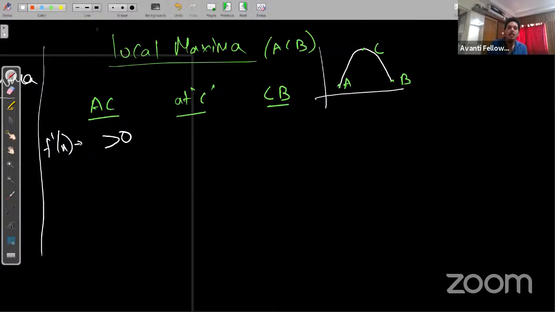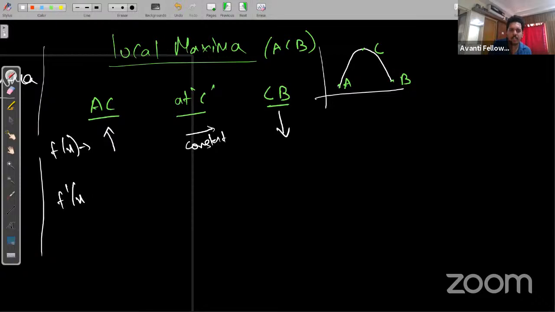Function is increasing. As some students are getting confused, first I will write the function. Function f of x, what is happening? Increasing, and constant, and CB it is decreasing. Now tell me, okay? Now f dash of x, what is happening? Can I say greater than 0, and this one is equal to 0, and this one is less than 0.